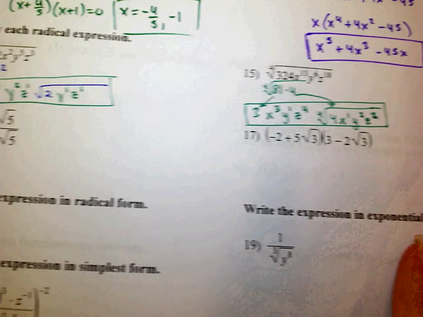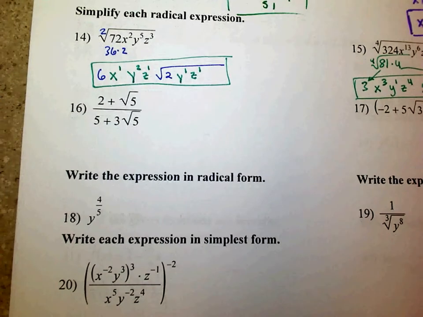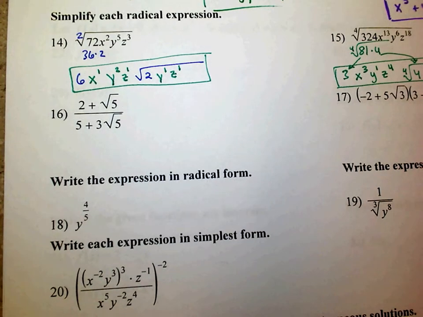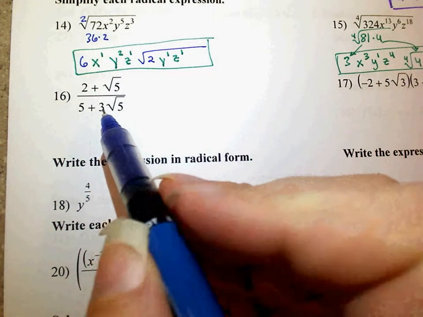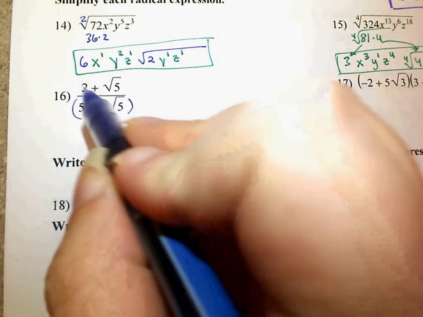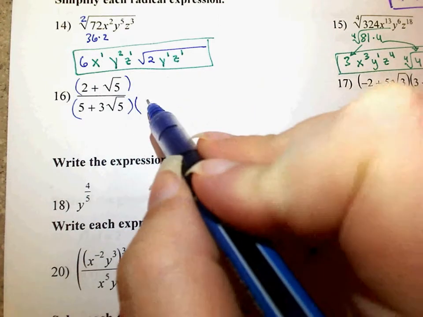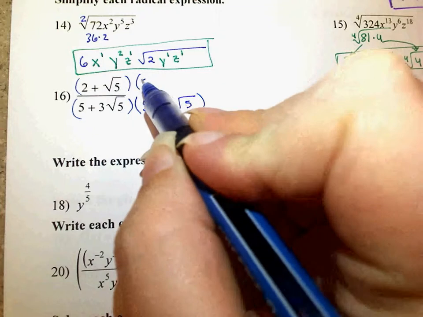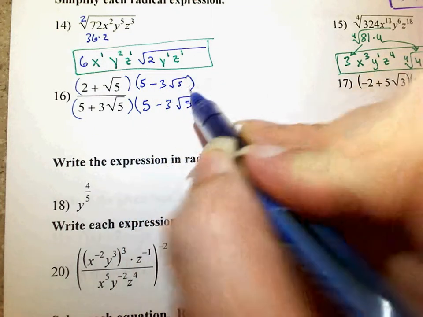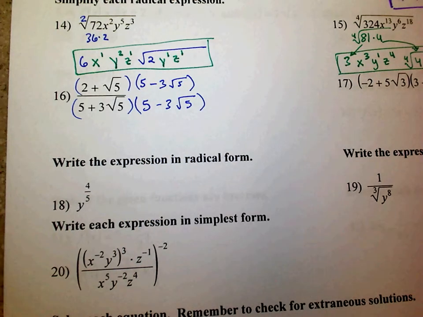Okay, so part 2, picking up with number 16. Alright, so when it says simplify this radical expression, when you have a binomial in the denominator, what you have to do is multiply the top and the bottom by the conjugate, which is 5 minus 3 square roots of 5, on top and bottom. So what we're going to do is distribute it out.